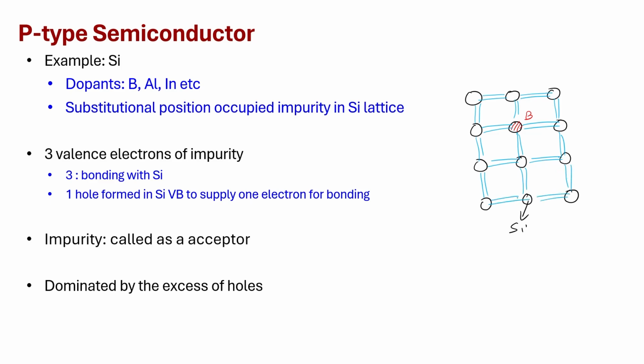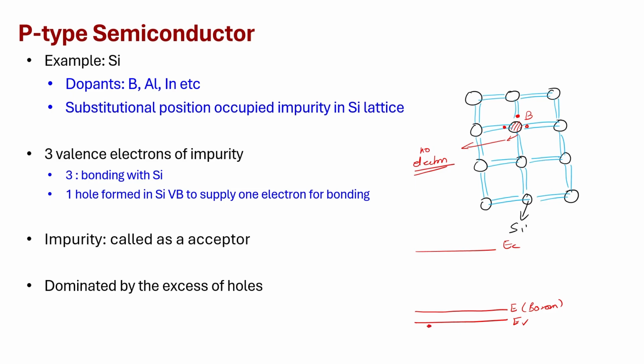Now we will be short of an electron. One electron is with this bond, but there is no electron here, because boron does not have an extra electron. So this electron is contributed by one silicon atom, and as a result we form an empty state in silicon, a hole. If you have the conduction band edge here, the valence band edge here, and this is the boron energy level, let us say.